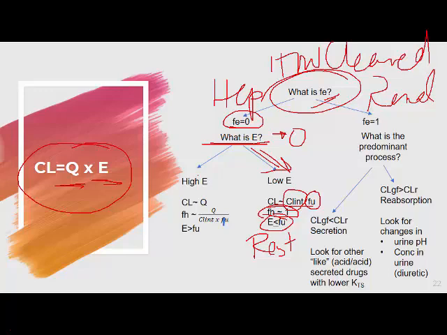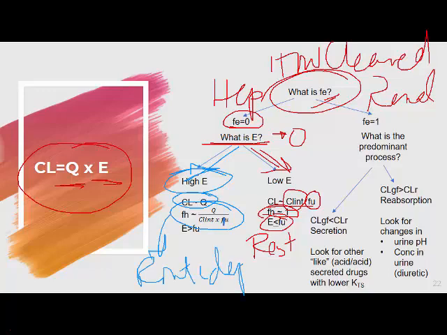If it's not a low E, but a high E, I'm going to change my color here. So what if it's high E? Then we know clearance is dependent upon that blood flow, isn't it? And now we've got the tricky fraction that escapes first pass effect. This is why we have route dependence, right? We only see route dependence with high E drugs because of this relationship.